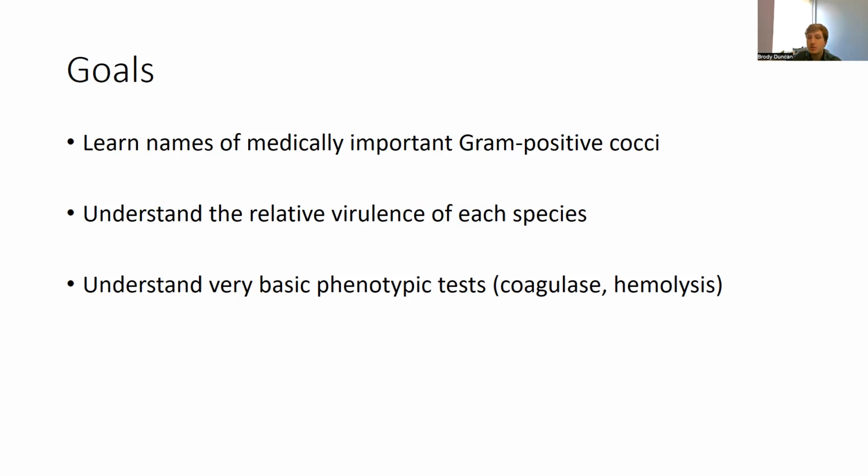Our next most important goal is to understand the relative virulence of each species. And then finally, we're going to talk about some very basic phenotypic tests. There are a lot of textbooks and videos about medical microbiology that go into the details of these phenotypic tests. But if you're going to be a clinician on the wards and not actually setting foot in the lab, I think that's a waste of your time. So we'll just focus on the basics that you need to know at this stage of your training in medical school.